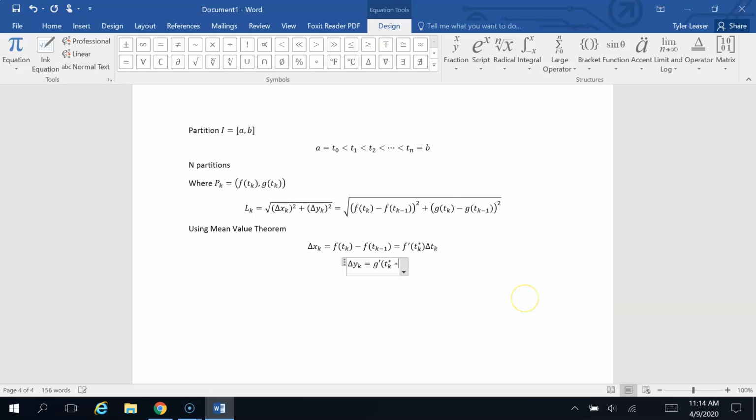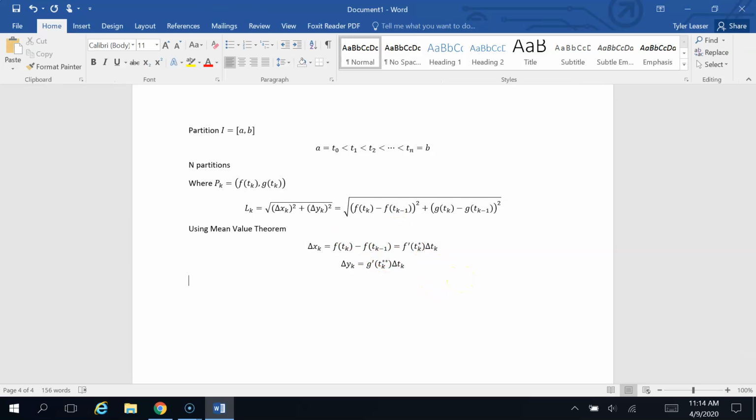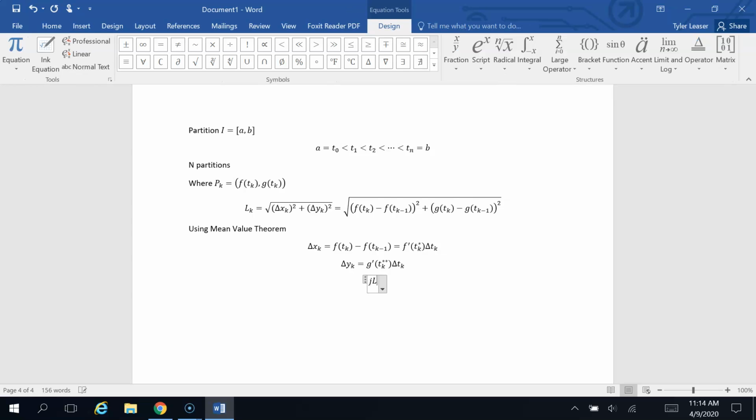Now this is going to be a double star here, just because it doesn't have to be the same t as before. It might be a different t. Increment t sub k. These stars aren't super important. They're just a way of notating a special point somewhere in the interval between t sub k minus 1 and t sub k. This just happens to be a different special point in between these two things where the slope of g matches the slope between t sub k and t sub k minus 1.